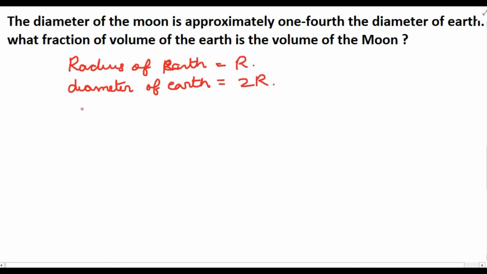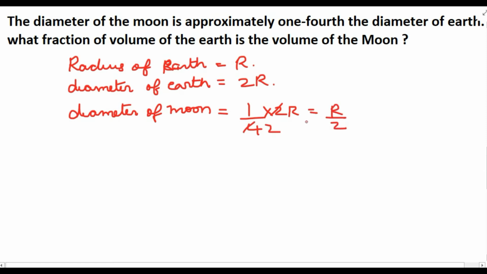Now, they have given that the diameter of the moon is approximately 1/4 the diameter of the earth. So we will write first, diameter of moon is approximately 1/4 diameter of earth. So this is R by 2. R by 2 is the diameter of the moon. But we want the radius of the moon. Radius of moon is equal to half of this diameter, so it is R by 4. So radius of earth is R, radius of moon is R by 4.